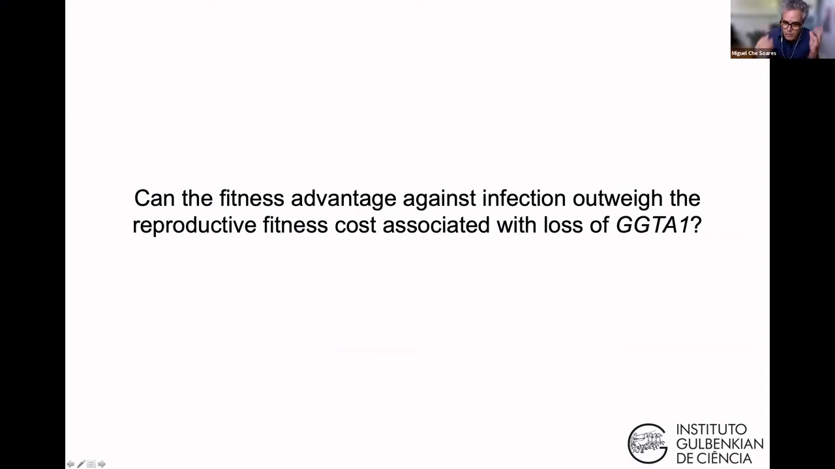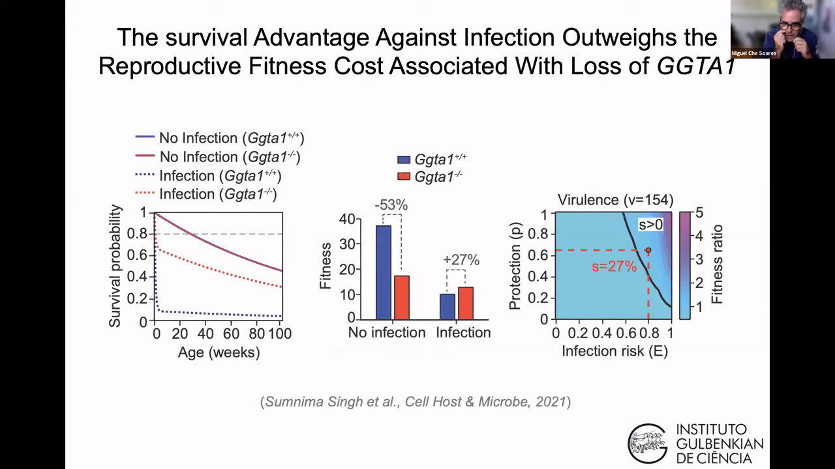Now, if the price is so big, would there be an advantage to losing this? So we collaborated with a mathematical modeler to study this trade-off versus the protection that you have. In conditions of no infection, the fact that you don't have alpha-gal reduces fitness by about 53%, which is what I showed you. But if you now model conditions of high virulence and high prevalence of a pathogen, which is around here, so very, very high, now you can get a fitness advantage that overcomes the reproductive disadvantage.